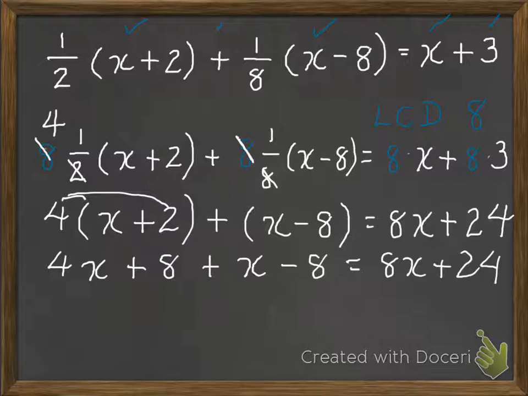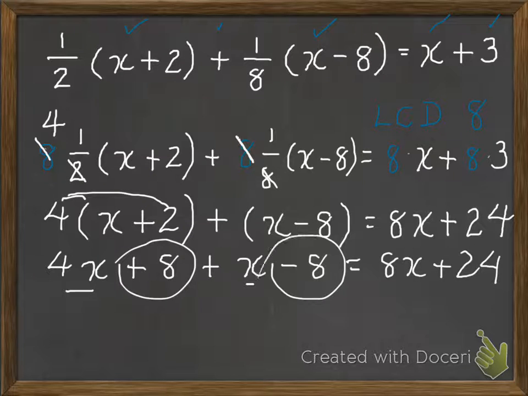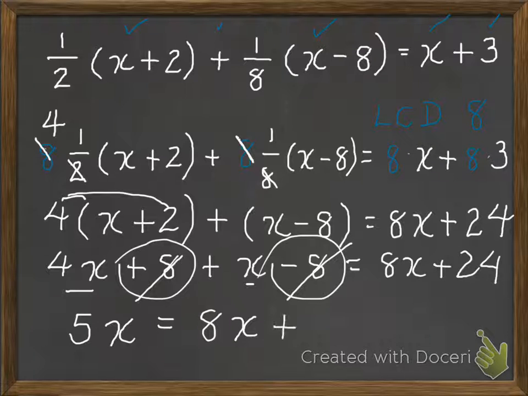One final thing we can do to simplify the left-hand side is to combine the like terms. The like terms here are 4x and x, and 8 and minus 8. But 8 and minus 8 are opposites. 8 minus 8 is 0, so we can just cancel those out. And 4x plus 1x is 5x, and that's equal to 8x plus 24. So now we have a simplified equation, and we're ready to solve it.